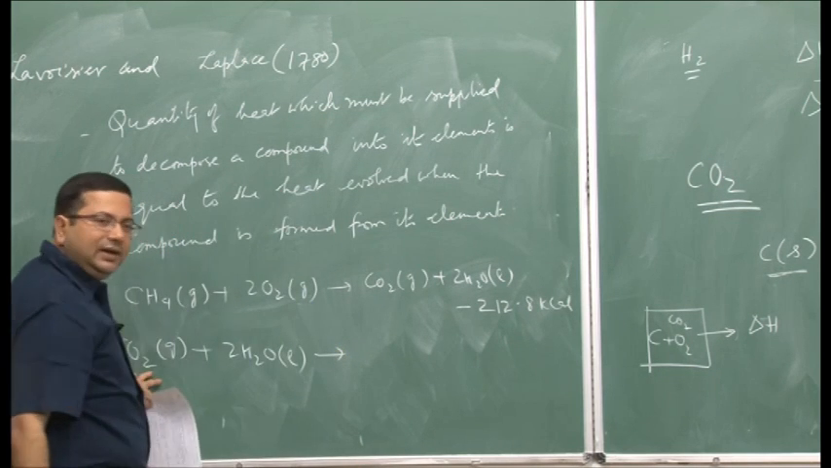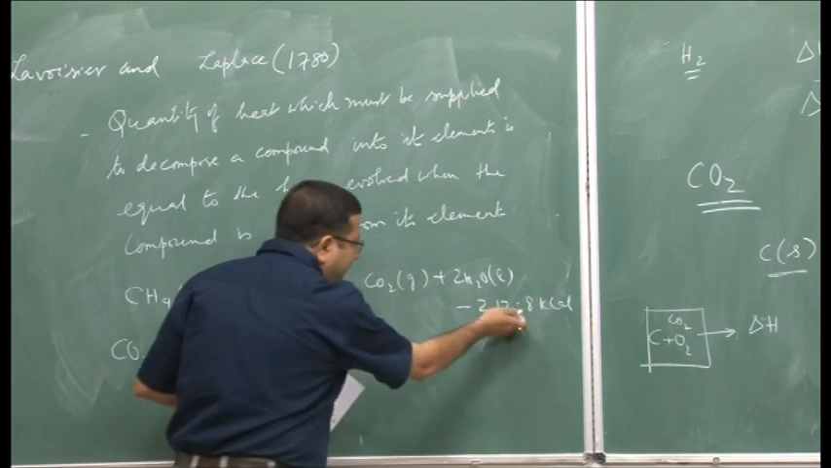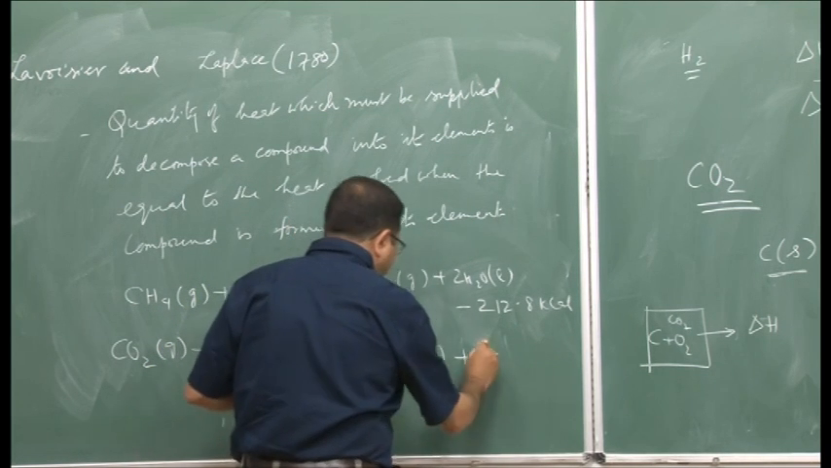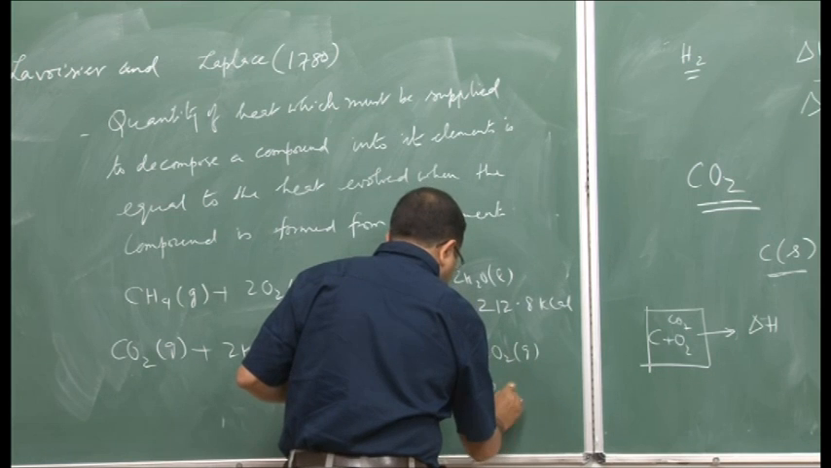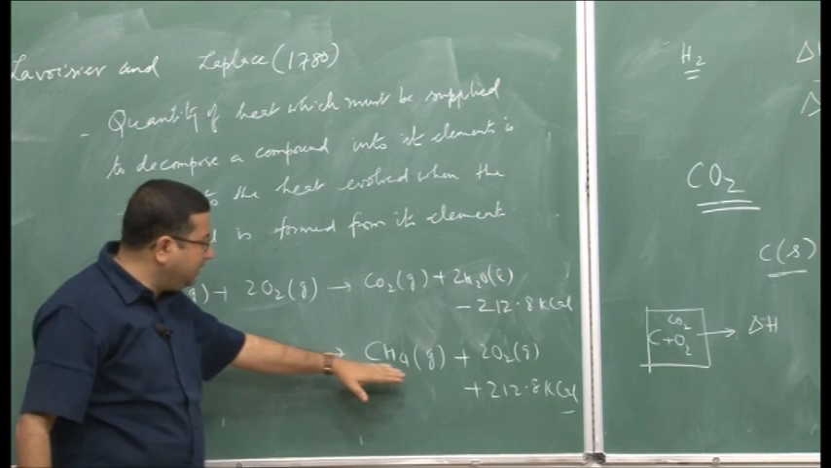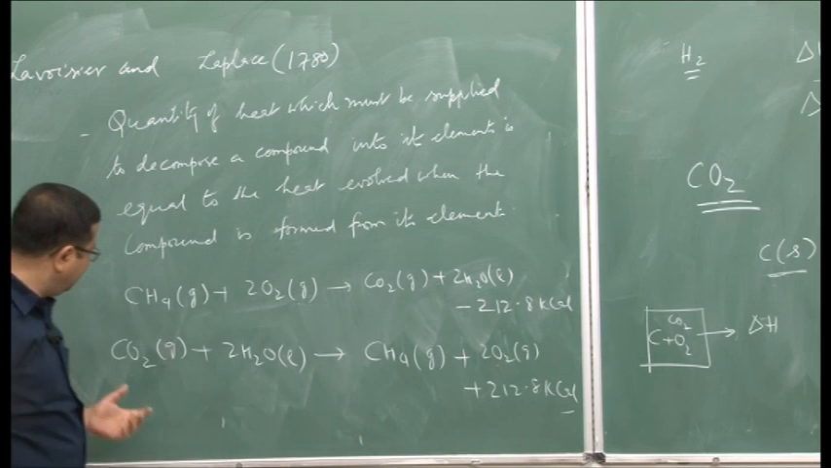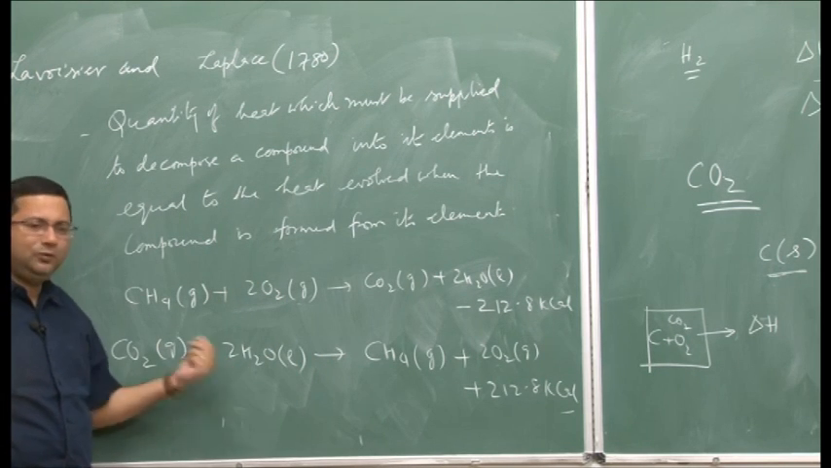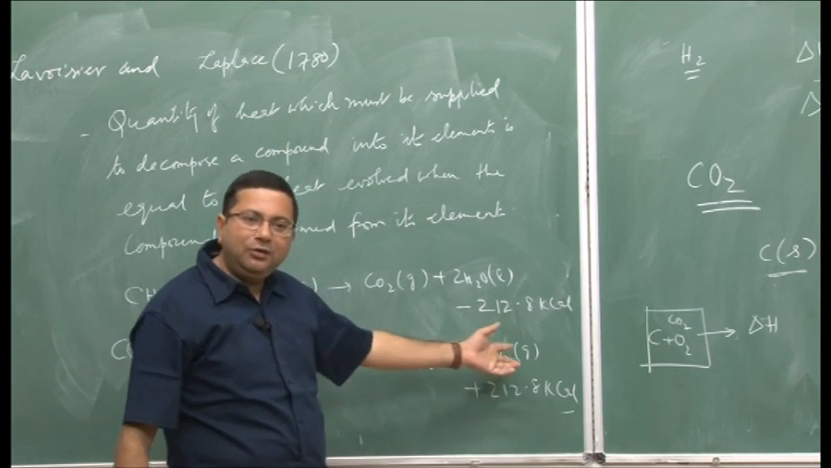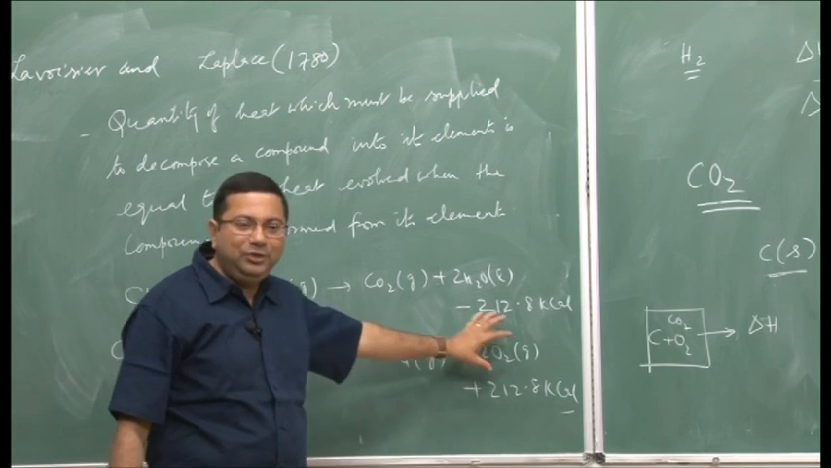If I look at the reverse of this reaction, CO2 gas plus 2H2O liquid. If I take carbon dioxide gas and liquid water and supply this amount of heat, I should be able to get, theoretically, methane and oxygen back. Okay. Now, look at this, carbon dioxide with water giving methane and oxygen. So, we are getting fuel out of carbon dioxide. This is something that, if we can do it efficiently, can be great, and we are producing oxygen.